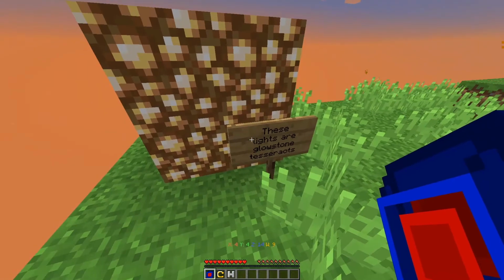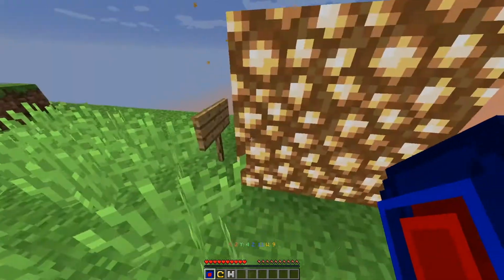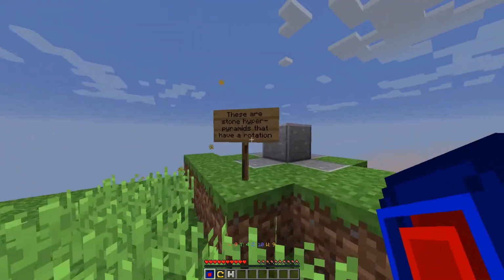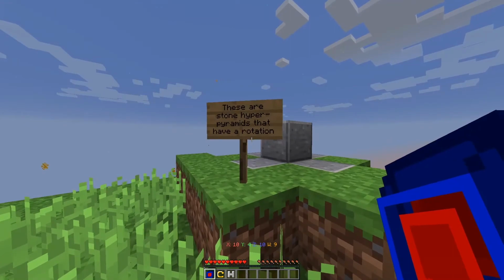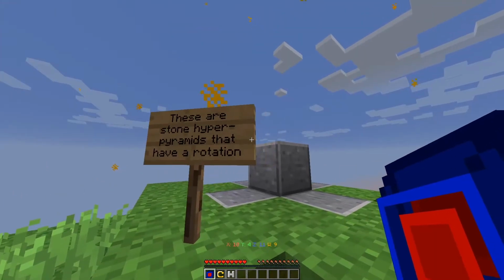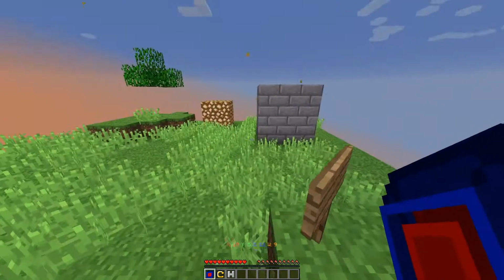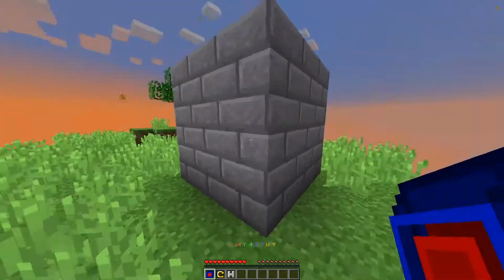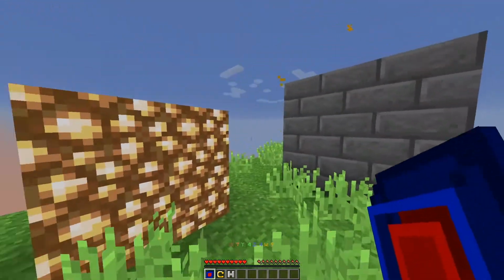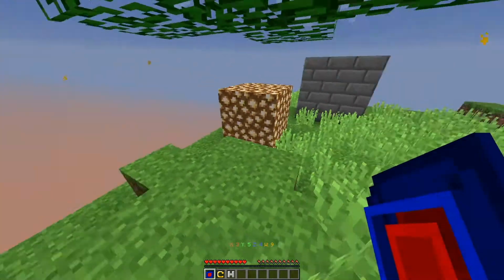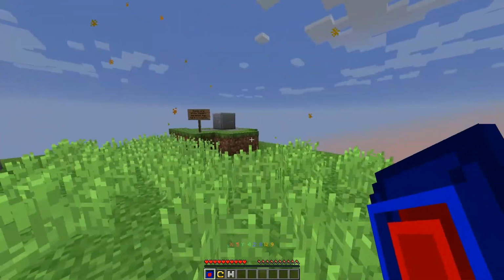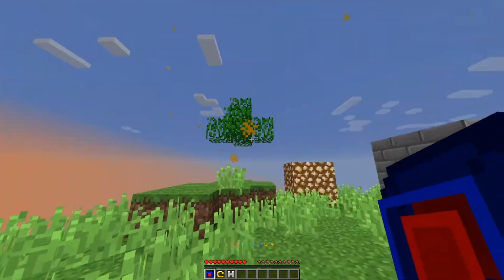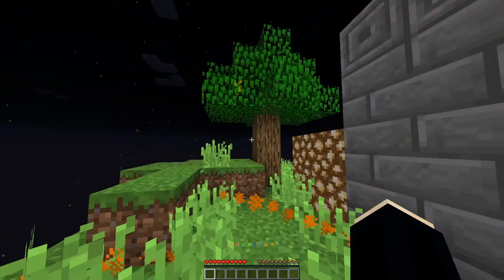These lights are glowstone tesseracts. Okay. These stone hyperpyramids that have a location. I'm assuming that the exit is inside the box. Okay, so there's a tree there. Let me find the tree. Oh, there it is.